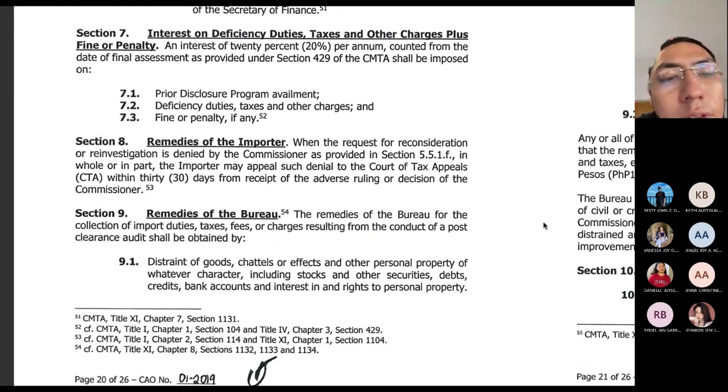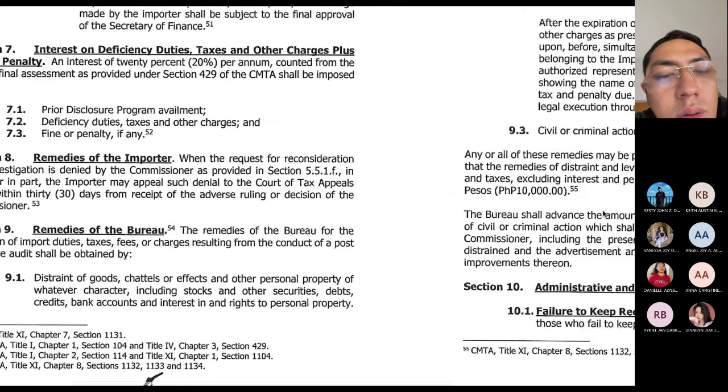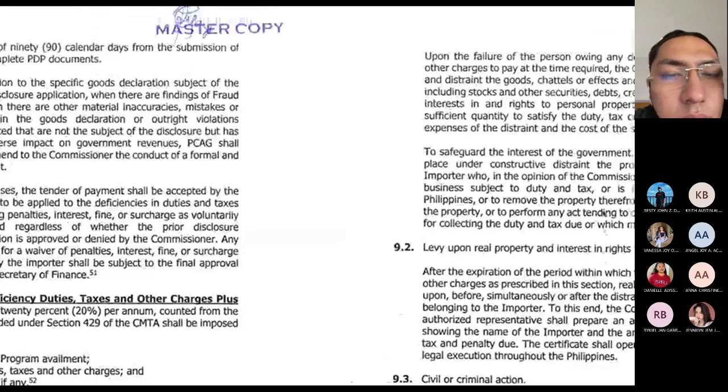Section 9. Remedies of the Bureau. The remedies of the Bureau for the collection of import duties, taxes, fees, or charges resulting from the conduct of post-clearance audit shall be obtained by 9.1 Restraint of goods, chattels or effects, and other personal property, of whatever character, including stocks and other securities, debts, credits, bank accounts, and interest in and rights to personal property.